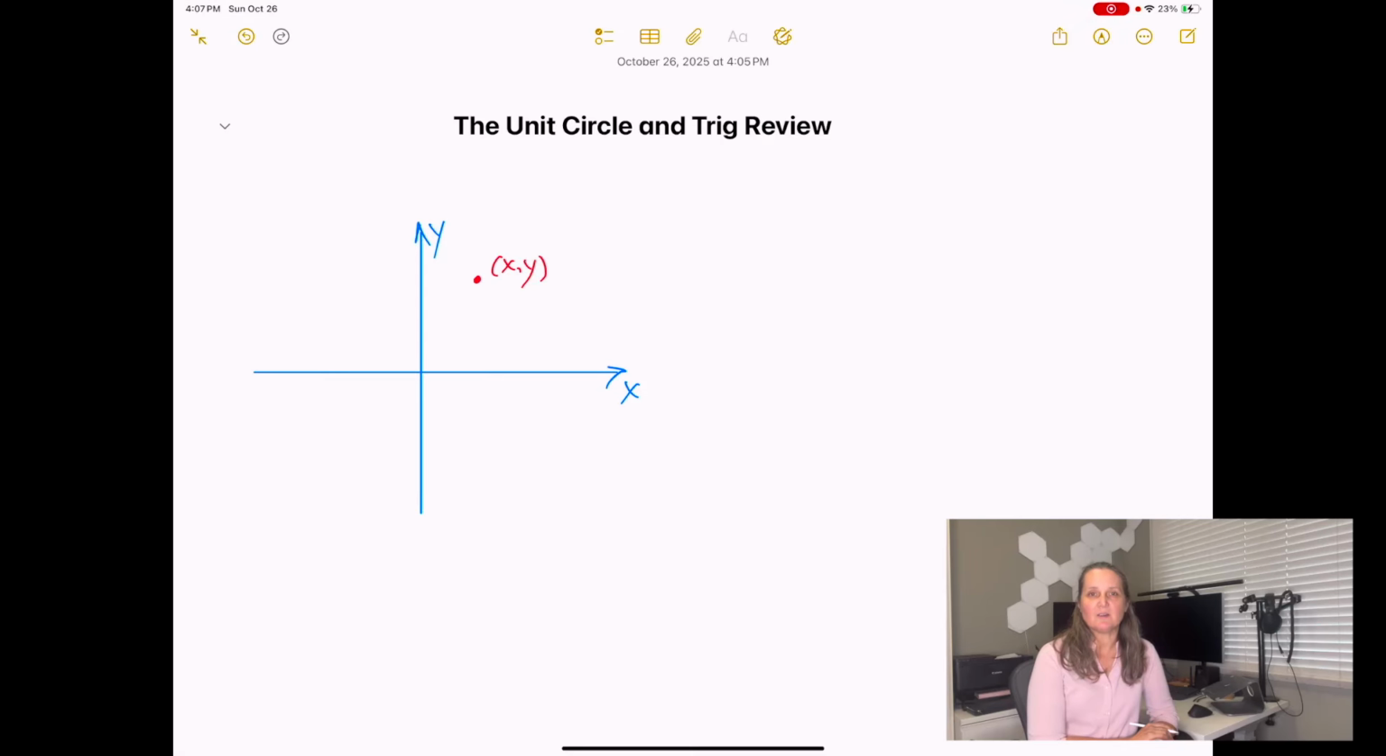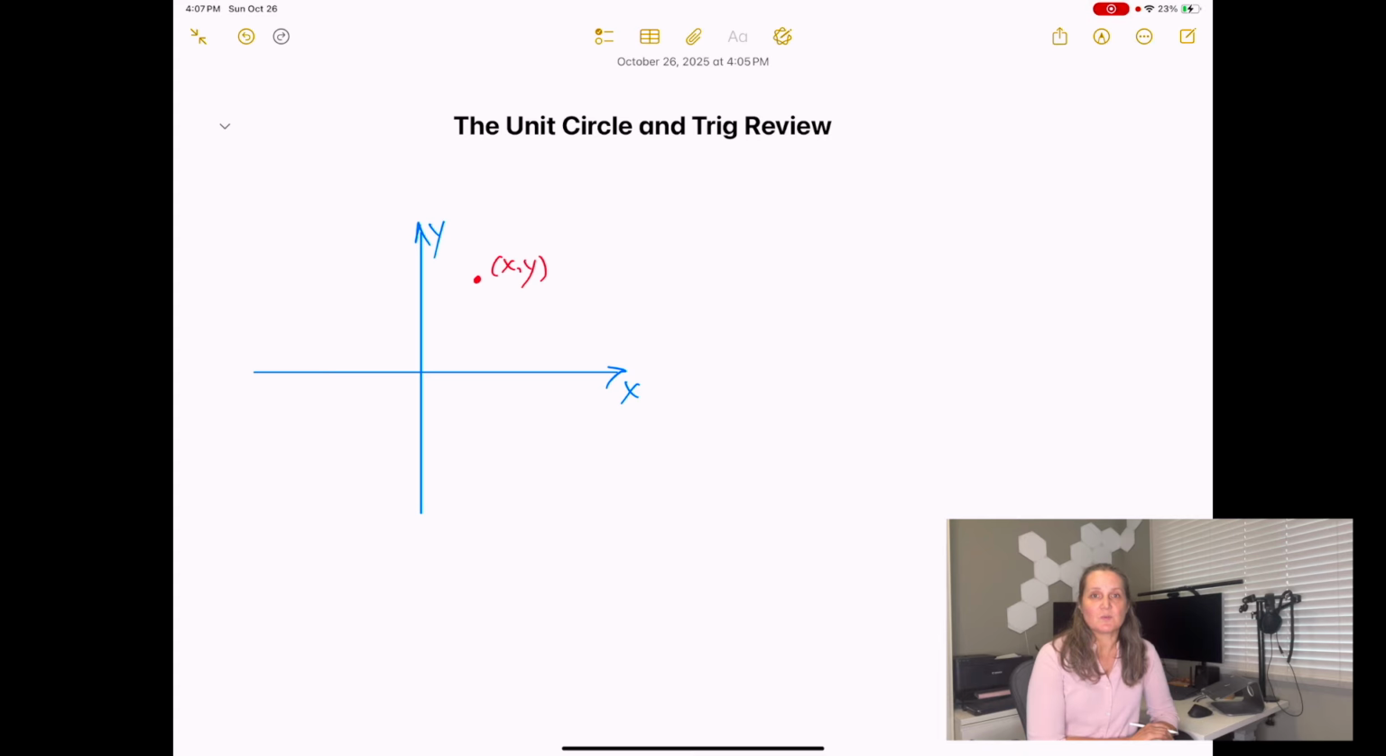Welcome to week 8 of our Calculus 2 course. This week, while learning complex numbers, we will need to recall information related to unit circles and trigonometric functions. So today, we will do a short review of the unit circles and how trigonometric functions relate to them.